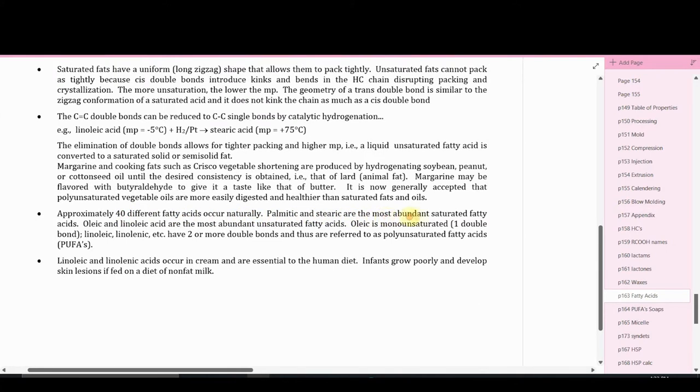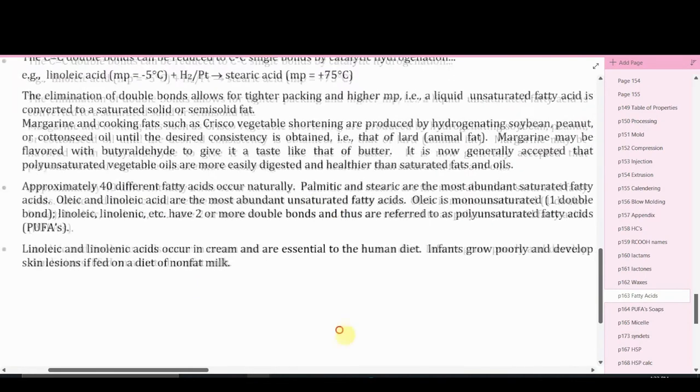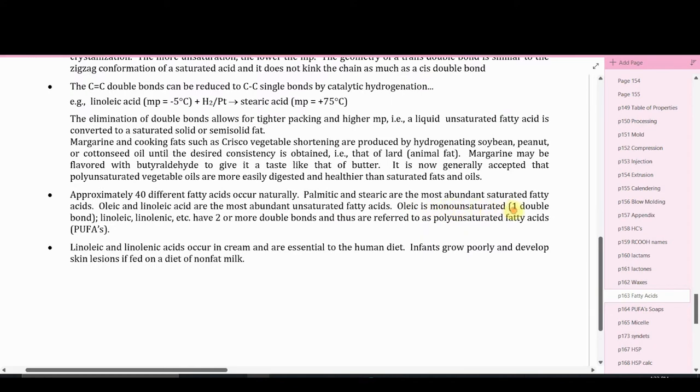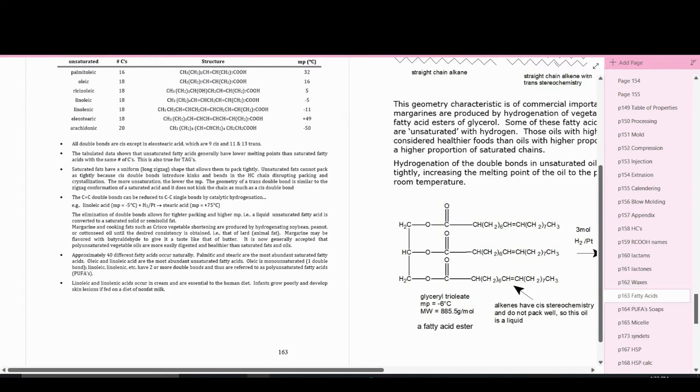Palmitic and stearic are most abundant. Oleic and linoleic are the most important unsaturated fatty acids. Oleic is monounsaturated, whereas linoleic and linolenic have two or more double bonds and are referred to as polyunsaturated, or PUFAs, polyunsaturated fatty acids. Linoleic and linolenic acids occur in cream and are essential to the human diet. Infants grow poorly and develop skin lesions if fed on a diet of non-fat milk. Just such important basic information for chemists to know.